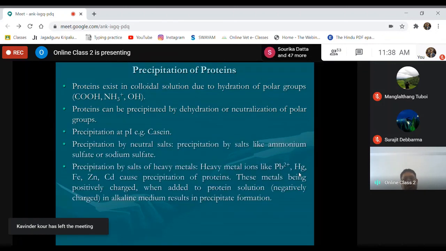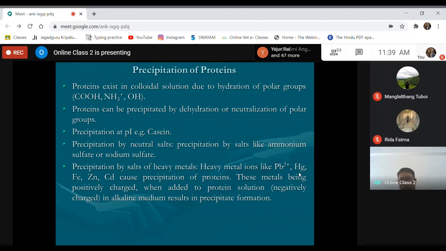Then precipitation of the protein at the isoelectric point, that is the example of casein that we have just discussed. Then precipitation by neutral salts. The neutral salts like ammonium sulfate or sodium sulfate can neutralize the groups in the protein molecule so that they can be precipitated out from the solution. Precipitation by salts of heavy metals, like lead, mercury, iron, zinc, cadmium, also causes the precipitation of the proteins.